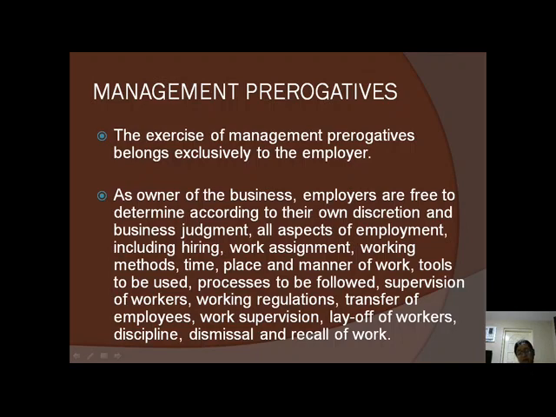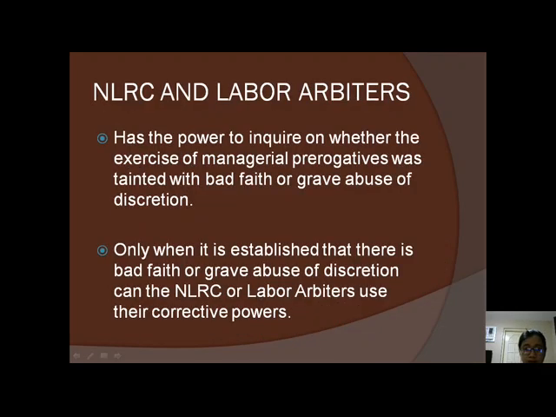Okay? So if they want to demote a certain employee or they want to transfer, or who they hire, that's actually part of their management prerogative. Now, NLRC and the labor arbiter has the power to inquire on whether the exercise of managerial prerogative was tainted with bad faith or grave abuse of discretion. So in other words, although the employer has the right to exercise management prerogative, it is still subject to the review of the NLRC and labor arbiters.